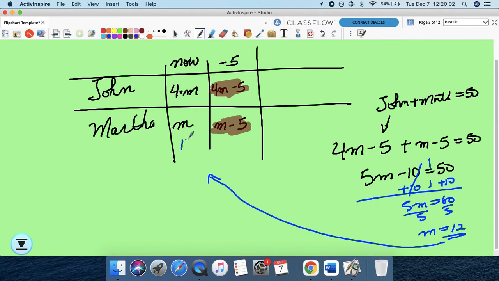So again, we can go back here. Martha right now is 12 years old. John is 4 times that. 4 times 12. That makes him 48. 5 years ago, Martha was obviously 7 years old. And 5 years ago, John was 43. 48 minus 5. And 5 years ago, the sum of their ages was 50. 43 plus 7 is 50. So look at that. It works out.